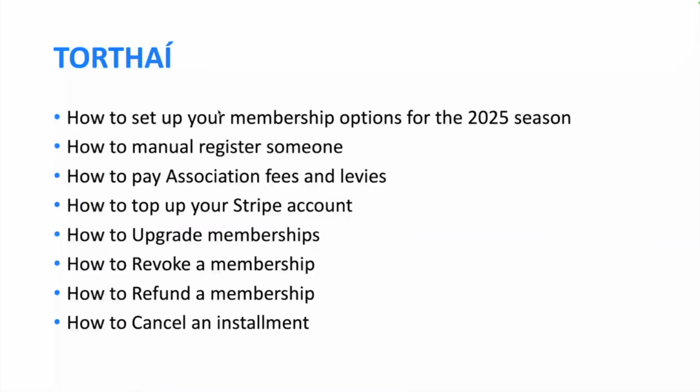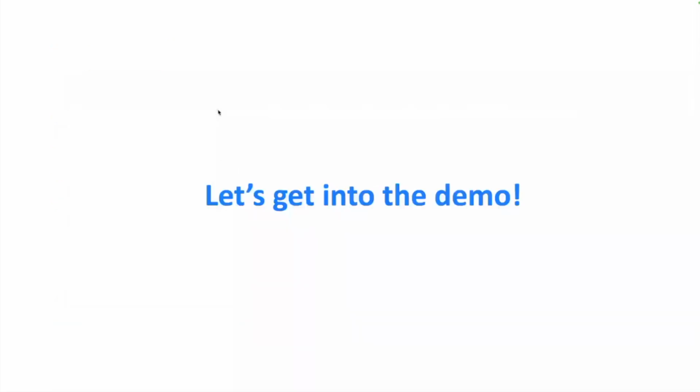Here are the outcomes for tonight. After, we should be able to set up your membership options for 2025, register someone manually, pay association fees, top up your Stripe account, upgrade memberships, revoke a membership, refund a membership, and cancel an installment. So we'll just start the demo now.